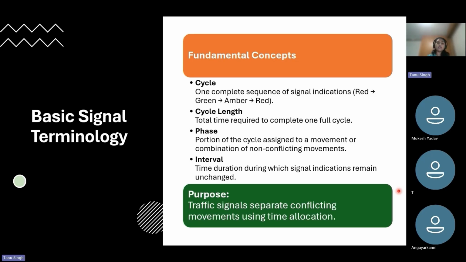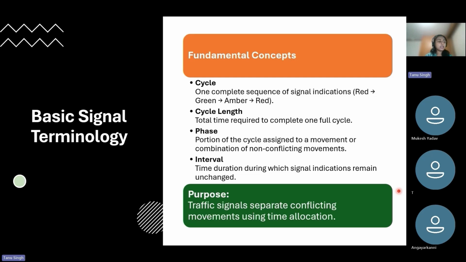Okay, so now moving ahead with the basic signal terminologies. We have different terms used in the traffic signal. First is the cycle, then the cycle length, then the phase, then the interval. Now going through them one by one. The cycle is one complete sequence of signal indications that includes red, green, then amber, and then again red. It completes one cycle.